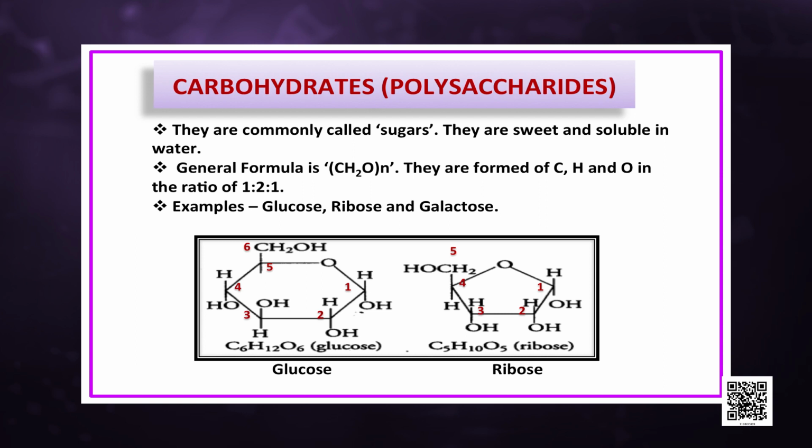Ribose, a pentose sugar, is a monosaccharide containing 5 carbon atoms. The molecular formula is C5H10O5. It is found in RNA, a type of nucleic acid.